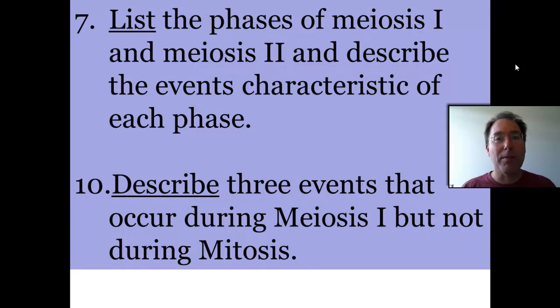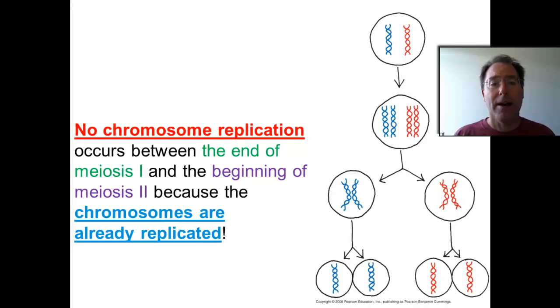We're going to be able to, by the end of this podcast, list the phases of meiosis 1 and 2 and describe the events characteristic of each phase. And then importantly, make sure that you can talk about 3 events that occur in meiosis 1 but not during mitosis. We're going to compare meiosis versus mitosis.